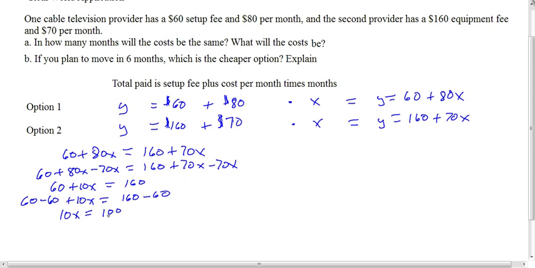Okay, now we just simply need to isolate x, which is to divide both sides by 10. So that would be 10x divided by 10 is equal to 100 divided by 10, and here x is going to equal 10. Okay, so what we've done is we found our months, so it'll take 10 months. So that's a good deal. Remember, x is months, so we know it will take 10 months.